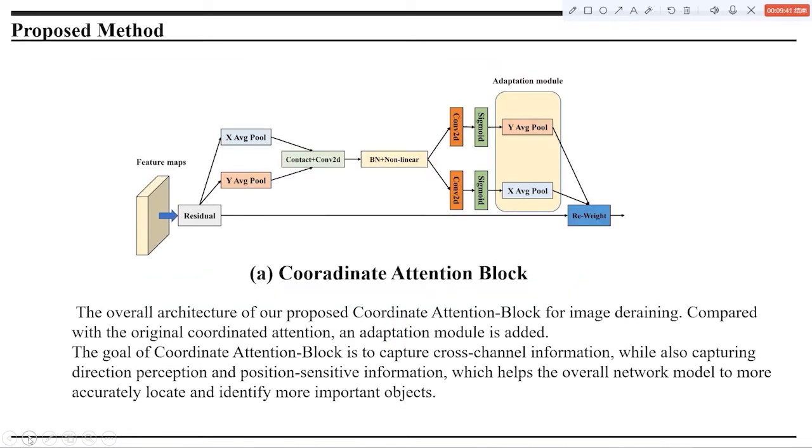This is the coordinate attention block. The overall architecture of our proposed coordinate attention block for image deraining. Compared with the original coordinate attention, an adaptation module is added. The goal of the coordinate attention block is to capture cross-channel information, while also capturing direction-aware and position-sensitive information, which helps our network model to more accurately locate and identify more important objects.